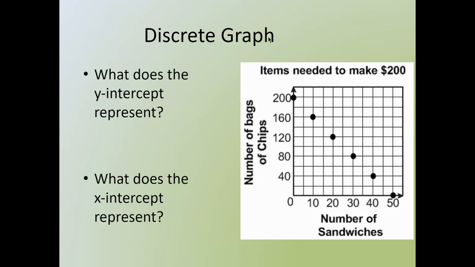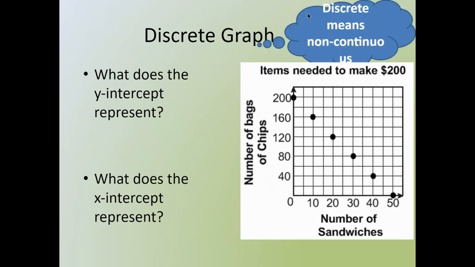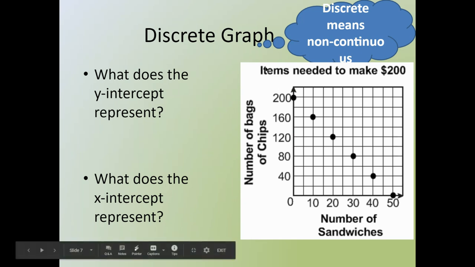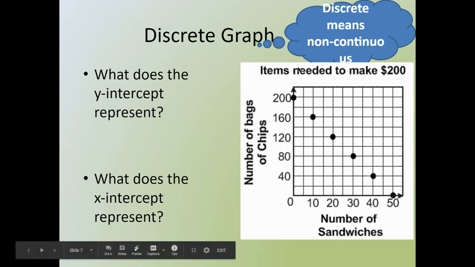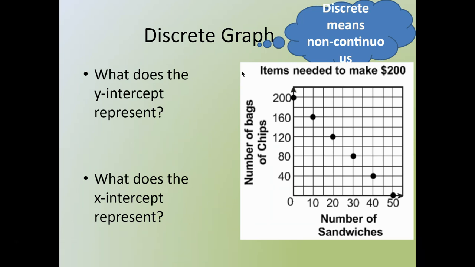Now we have a discrete graph. Discrete means non-continuous. So we have distinct points, but these points are not connected to create a line. Okay. So the graph is about items needed to make $200. The x-axis is the number of sandwiches and the y-axis is the number of bags of chips. Now we are asked to find what does the y-intercept represent and what does the x-intercept represent.